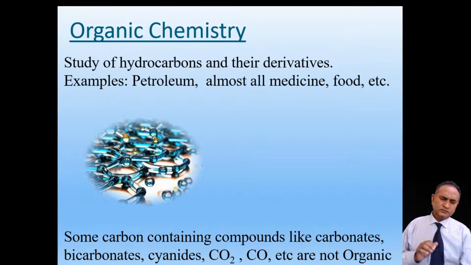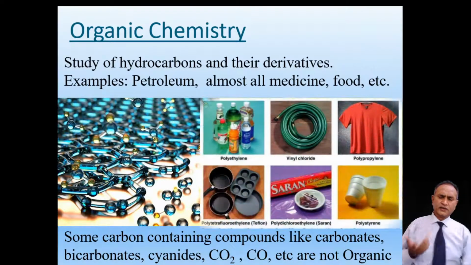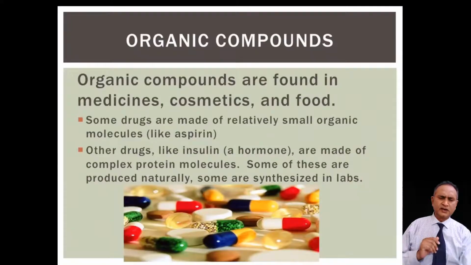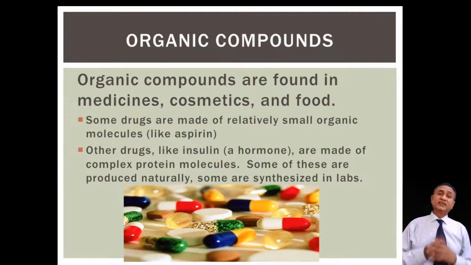These are the different compounds. As you can see, polyethylene, polyester, PVC pipes, chocolates, or fiberglass, etc. All of these are organic compounds. So organic compounds are all around us. Most of the medicines that we use are products of organic compounds. Cosmetics, as I told you earlier, food, as I told you earlier. Some drugs are made of small organic molecules like aspirin. I told you the chemical name of aspirin: acetylsalicylic acid, right? Insulin. These are all organic compounds.